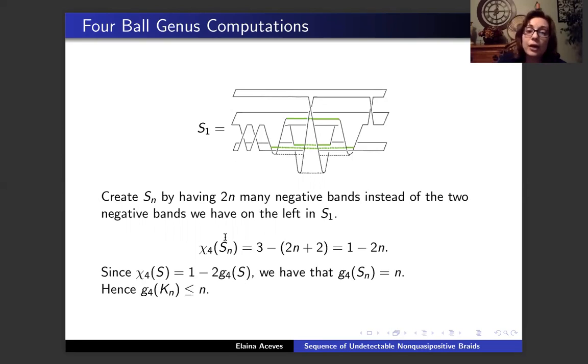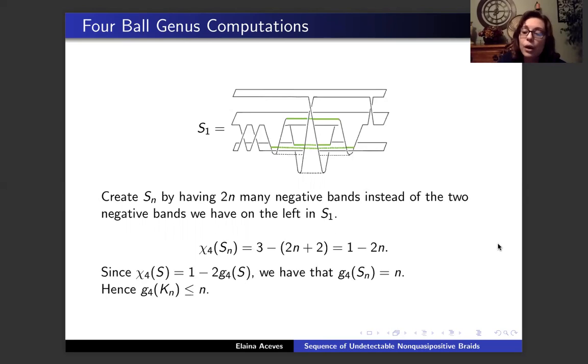Once again, we calculate the Euler characteristic. This time we get 1 minus 2n, which implies that the four-ball genus is n, which is exactly what we wanted to show. Therefore, the four-ball genus is less than or equal to n, and we have proved the result.